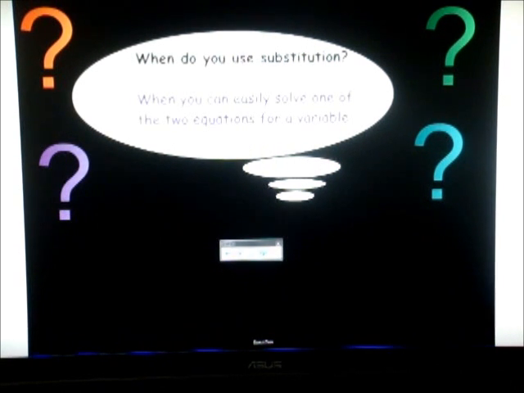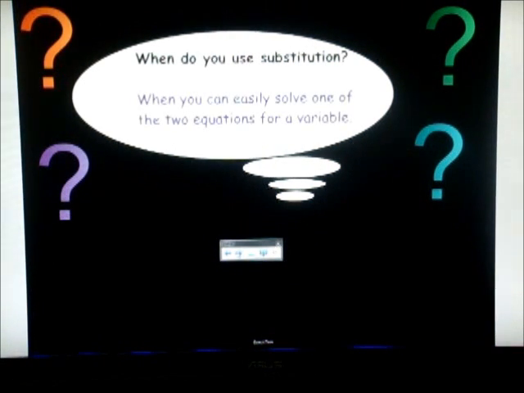When you use substitution, you really want to use it in specific situations. You could use it all the time, to be honest, but you really use it when you can easily solve one of the two equations for a variable. Just to jog your memory, since this is our first video, a system of equations is two equations with two different variables, and you have several strategies to find the solution.